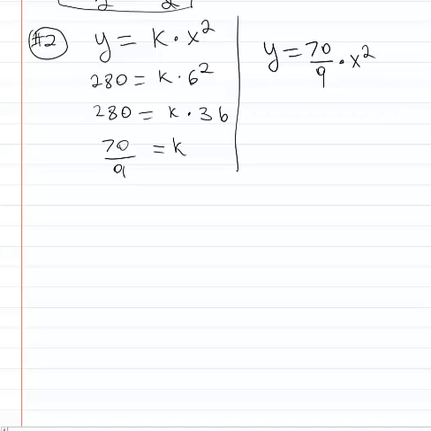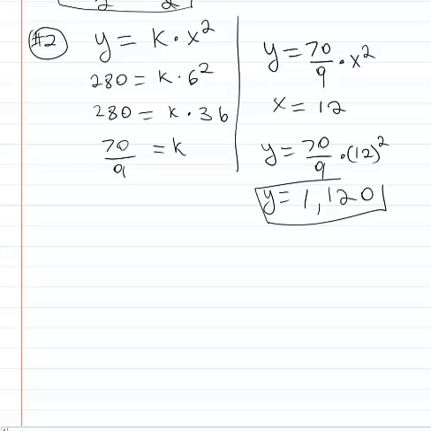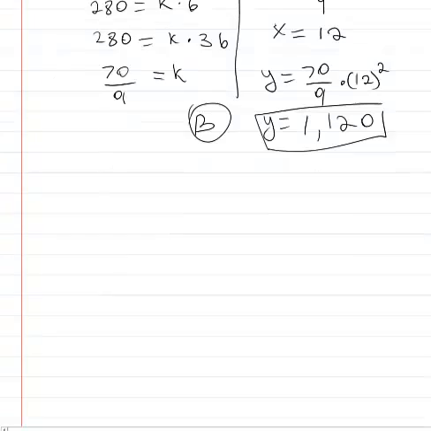Okay, so this is our equation, you can even call it a function. It says find y when x equals 12. So when x equals 12, you can go ahead and substitute that into x, and then I'll use my calculator and we'll see what we get. So 12 squared is 144 multiplied by 70 divided by 9. Okay, I got 1120, which is one of the choices, which is B. Okay, let's move on.